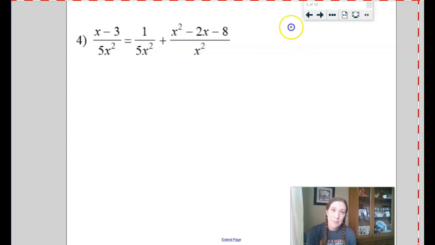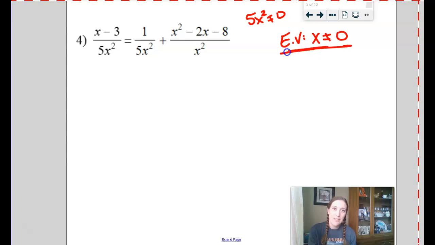So first thing I'm going to come up with, because I always forget it, are my excluded values. So when I look at my denominators, the algebra parts, I've got a 5x squared, a 5x squared, and an x squared. Well, x squared is a part of 5x squared because it's 5 times x squared. So all I need to think about is, 5x squared can't be 0. And if I divide by 5 and square root again, like the last question, I get x can't be 0. So I just have to remember that at the end of the problem, if I happen to get 0, that means I've got to cross it off and call it extraneous.